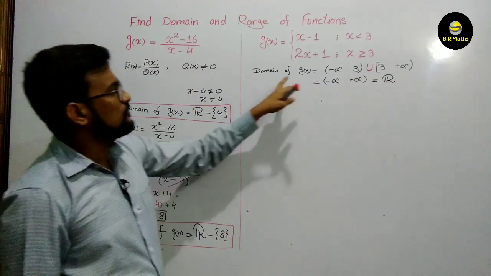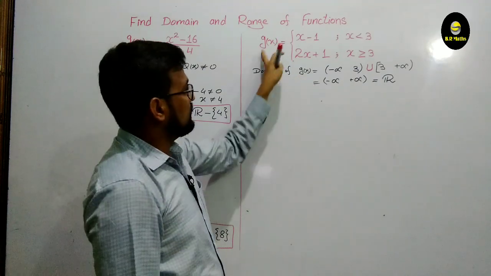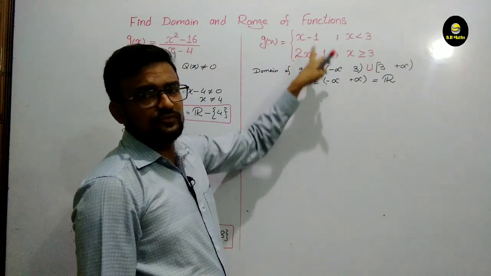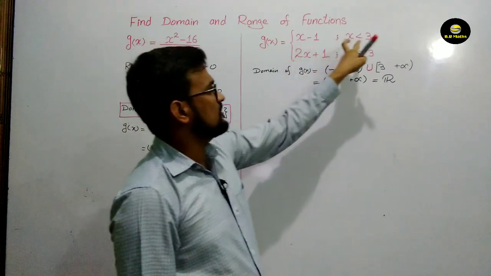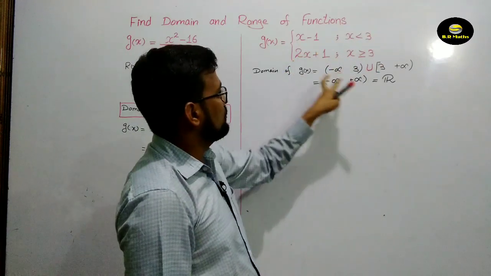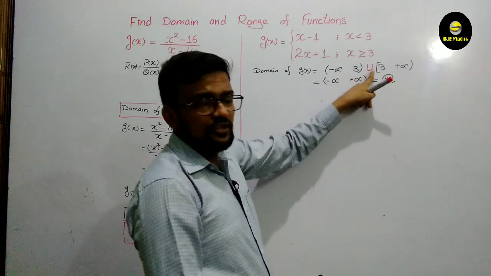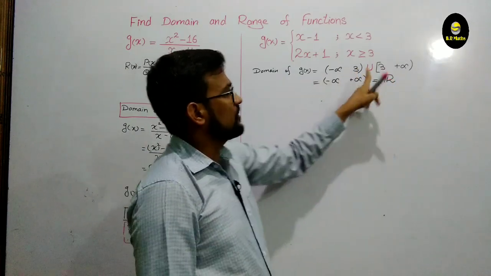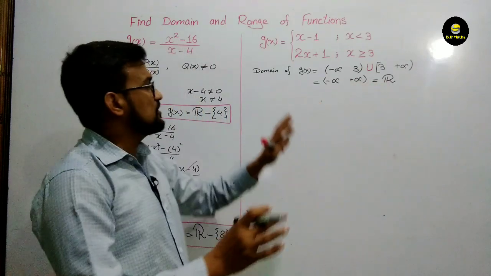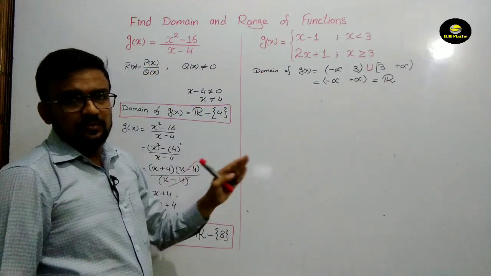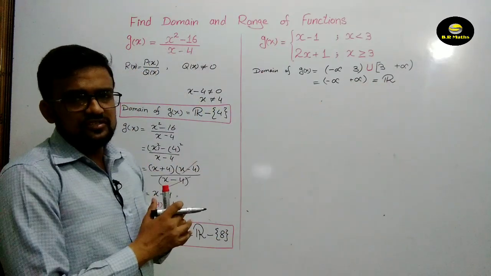Okay. So, the domain of g of x. g of x is a composition of these two functions. The first function said 3 is not included, but the second function said 3 is included. Therefore, 3 is included along with all positive and all negative values, and this is the combined domain. But now let's calculate the range.